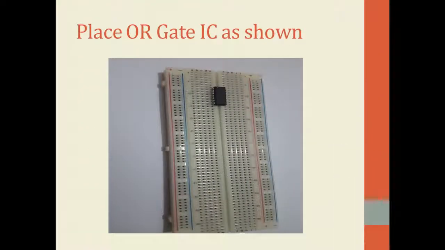Okay, so starting, place the OR gate IC as shown. We can place the OR gate anywhere on the breadboard. I can place this OR gate at the top of the breadboard or at the bottom of the breadboard, depending on where I want to place it. So it's not important that you place the IC right over here.